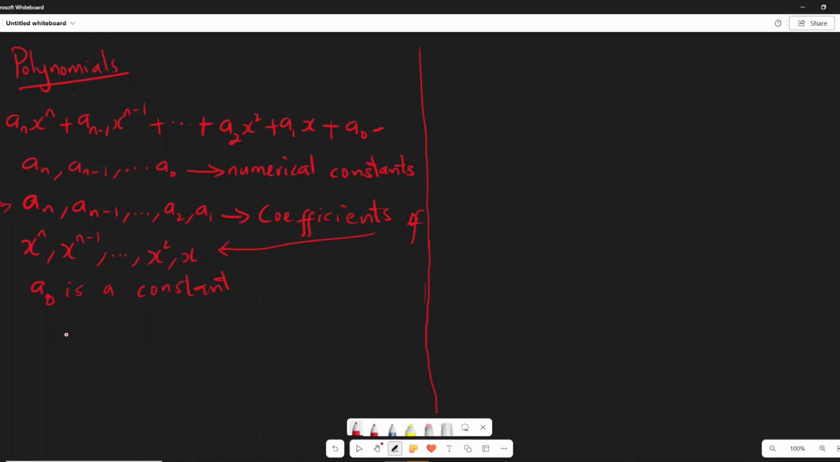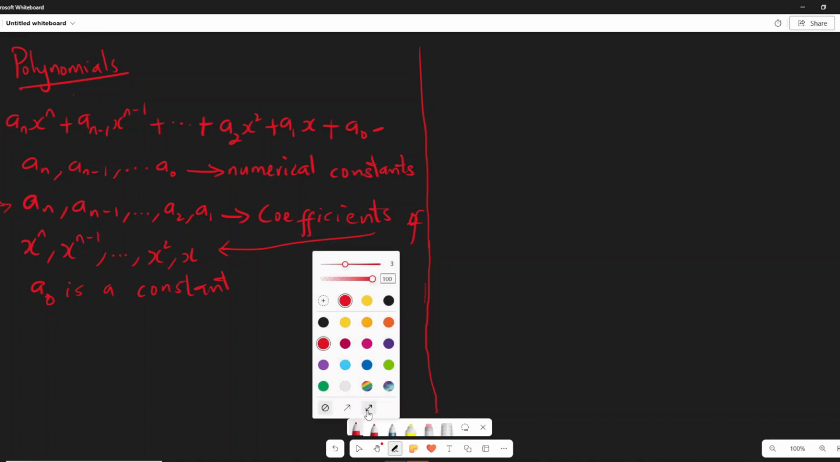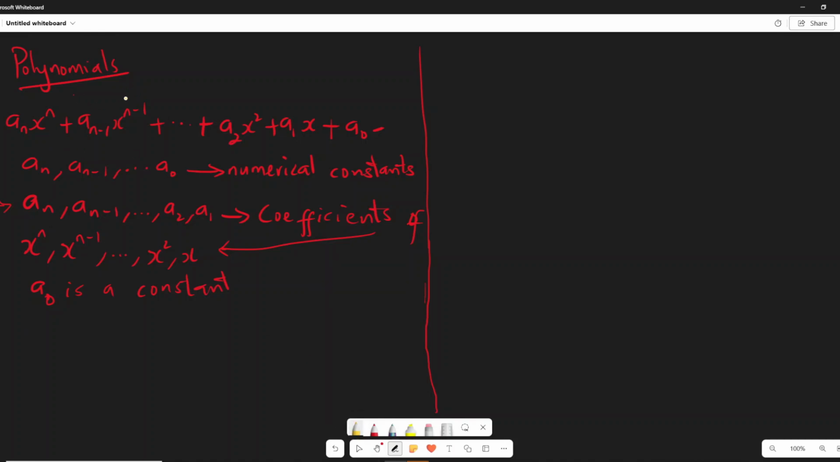Another thing to note is that the highest power of the variable is n. If you look at the polynomial from the beginning, you discover that we started with n, right? And then the next one is n minus 1. It means that we are reducing the power. We are reducing the power, and then we go to 2, and then we go to 1, and then we get to the last one, which is x to the power of 0. So the highest power of this variable is n. N is the highest power, and we call it the degree of the polynomial.